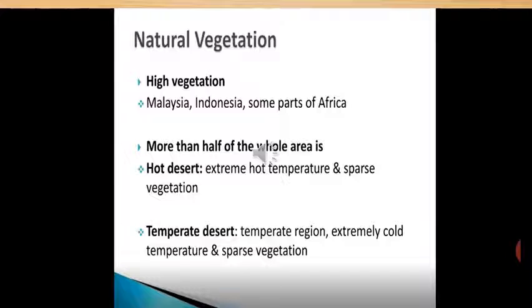Some are temperate deserts. Temperate deserts are found in the temperate regions. What do we understand by the word temperate? That the weather or the temperature there is very cold, and again with sparse vegetation, meaning little vegetation. The common thing between hot deserts and temperate deserts, the speciality of deserts, is that they receive the minimum amount of annual rainfall. Okay, students, now let's move to the next slide.